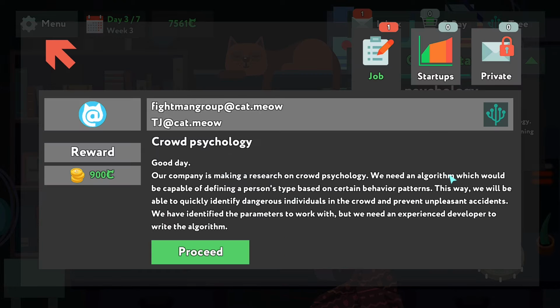Good day, our company is doing research on crowd psychology. We need an algorithm which would be capable of defining a person's type based on certain behavior patterns. This way, we would be able to quickly identify dangerous individuals in the crowd and prevent unpleasant accidents. We have identified the parameters to work with, but we need an experienced developer to write the algorithm.